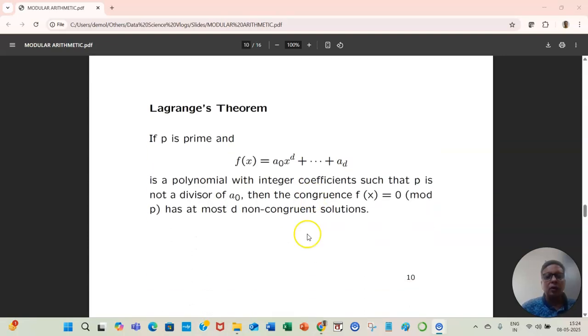Lagrange's theorem: if p is prime and f(x) equals a0 x to the power d plus a1 x to the power d minus 1 plus dot dot dot plus ad x to the power 0 is a polynomial with integer coefficients such that p is not a divisor of a0, then the congruence f(x) ≡ 0 mod p has at most d congruent solutions. This is known as Lagrange's theorem.